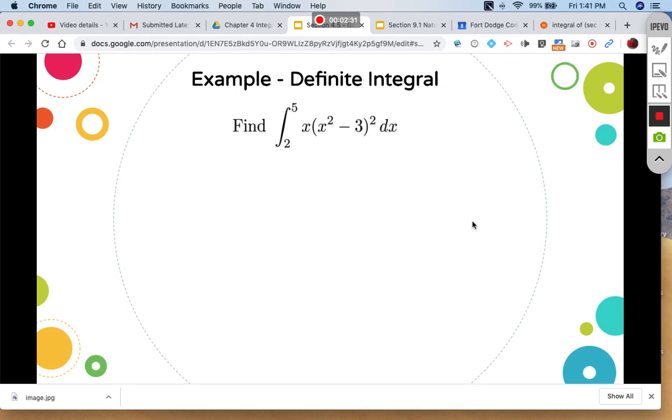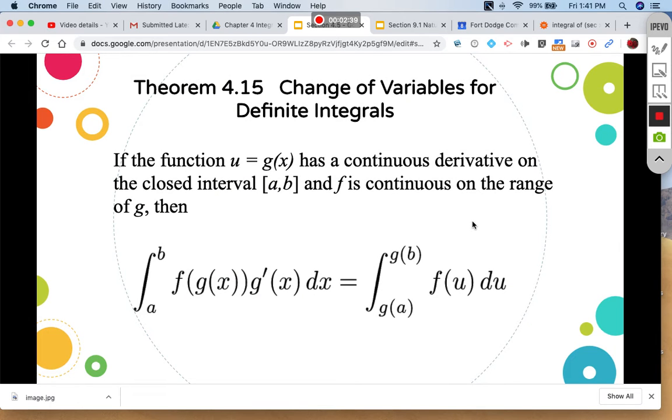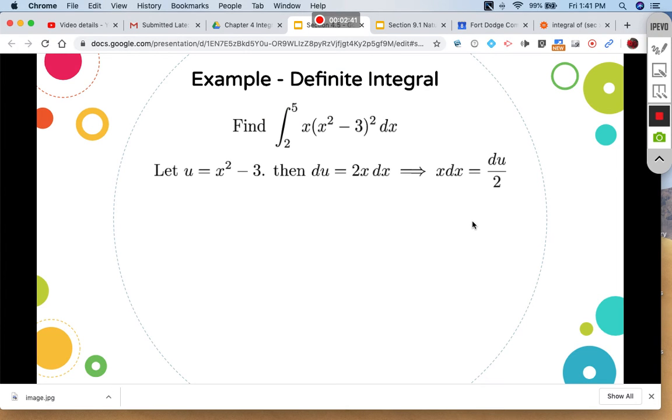So let's do this example. We're looking at the integral from 2 to 5 of x times (x squared minus 3) squared dx. And so we do our substitution. If we let u be x squared minus 3, then du is 2x dx. Notice here, I didn't start solving for dx. I have x dx left over, so x dx is just du over 2.